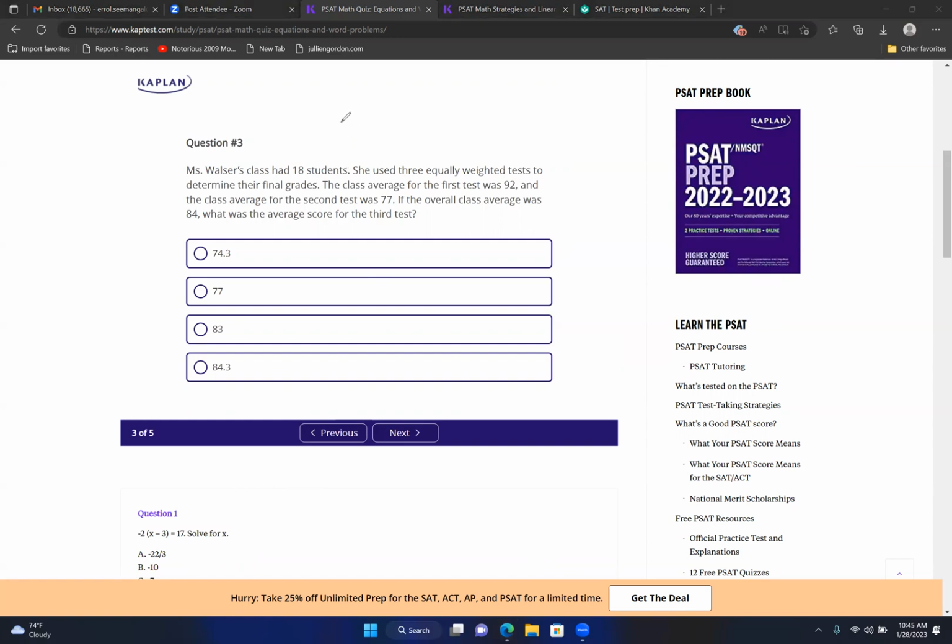You know how to calculate average, right? Okay, what was the score on the first test? 92. What was the score on the second test? 77. We're going to say x is the third test, right? Now all three tests, what was the average? 84. So how do you calculate average? You add up the three numbers, and what number do you divide by? Divide by the number of numbers, so 3. Okay, so there's your equation. Can you solve that for x?